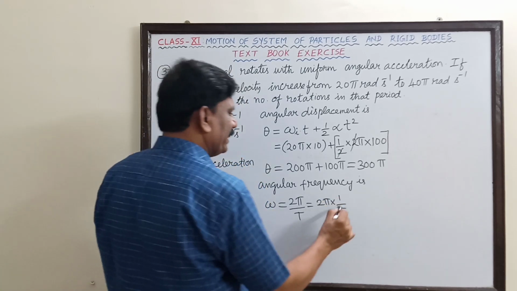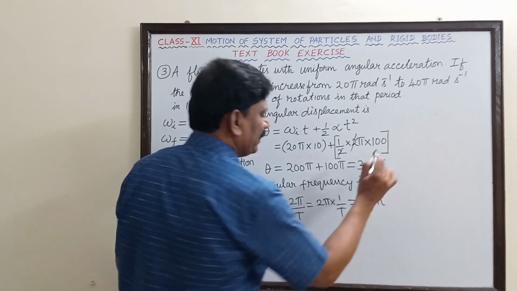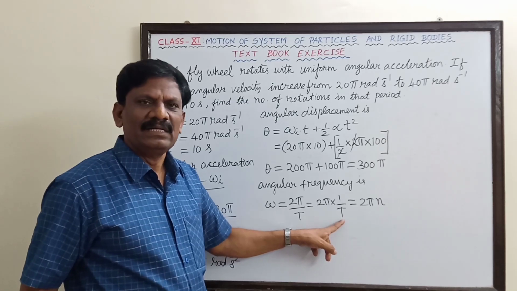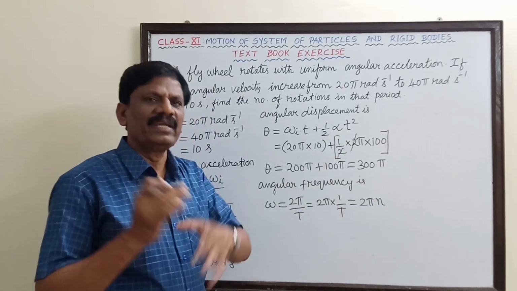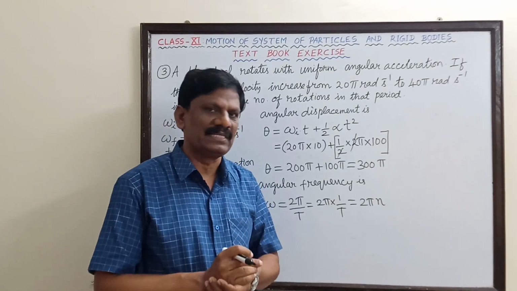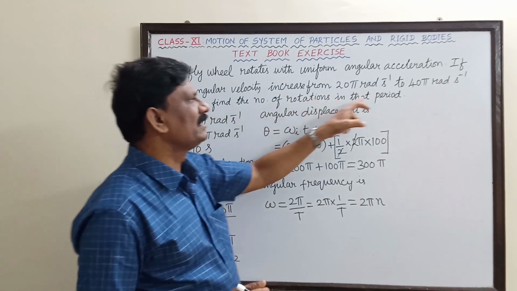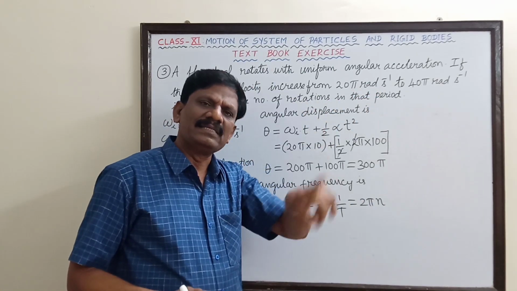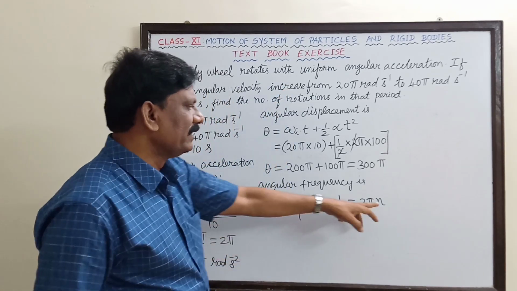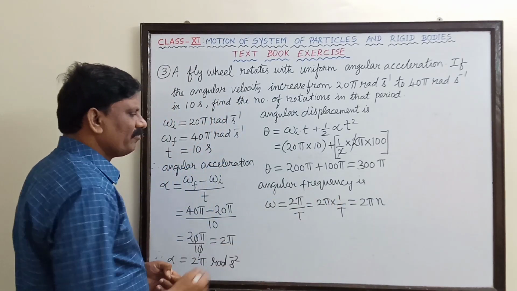So this 1 by period can also be written as 2 pi into n, where n is equal to the reciprocal of the time period. Understand? This n is called the frequency of revolution, number of revolutions made in 1 second. So this only is asked: find the number of rotations in that period. All the particles are revolving, is it not? But the wheel is rotating. So this n is also called the frequency of rotation. This we have to find out.